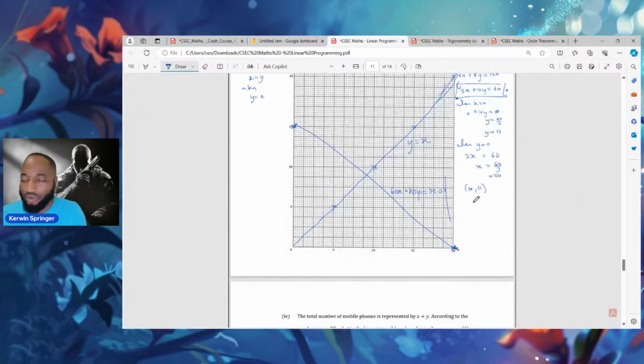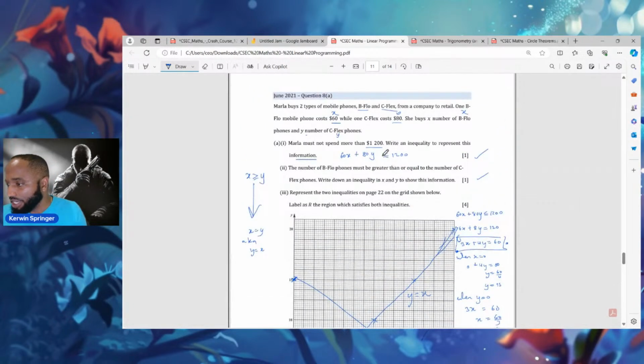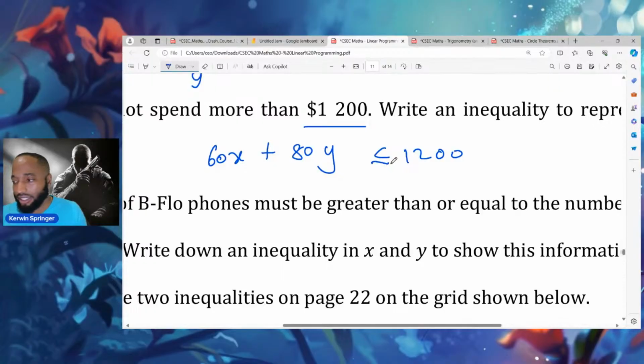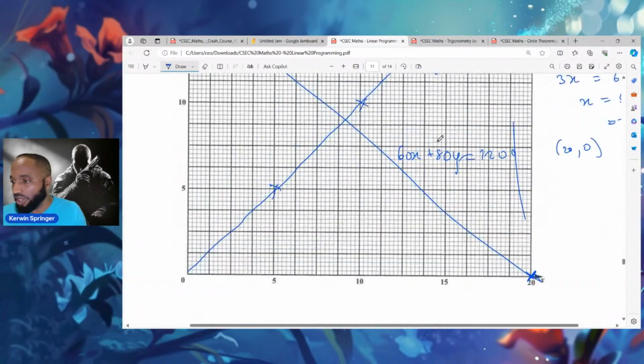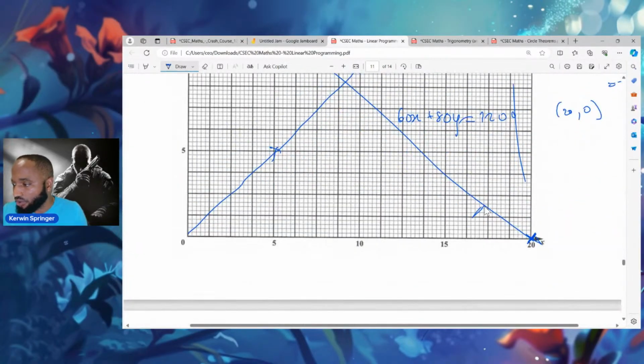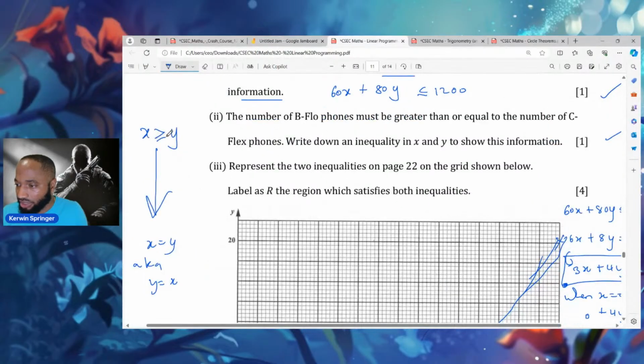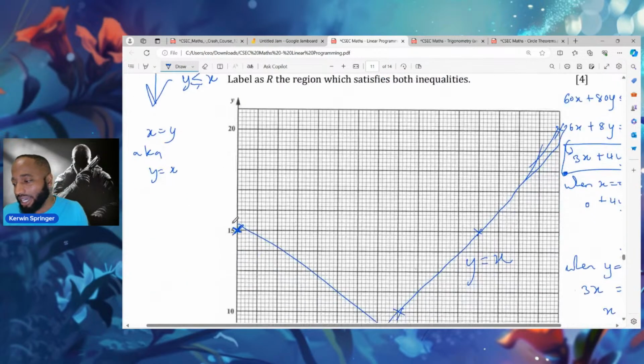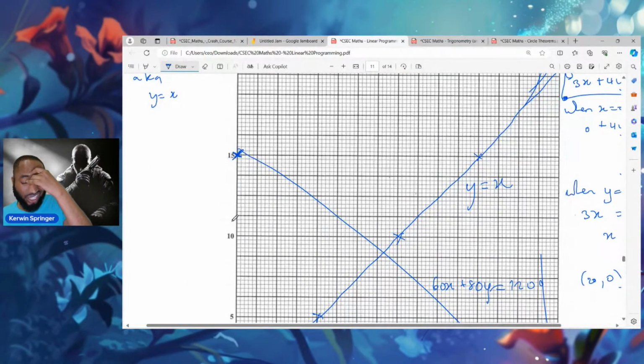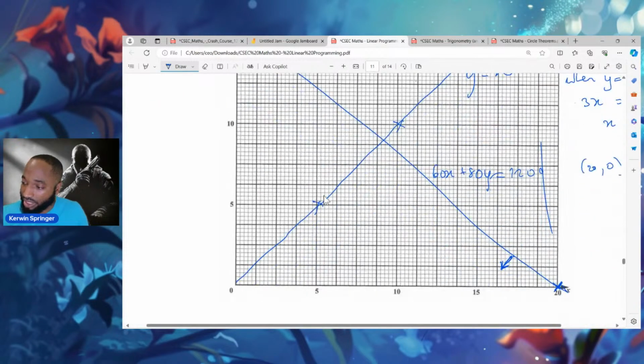Now they want us to label the region that will satisfy this. We need it to be less in this one. So therefore, we're looking at everything under this line, so I'll just draw an arrow under it. It needs to be less than 1200. And in this one, x is greater than y. This could be rewritten as y is less than x. I swap both sides, so I switch the direction of the sign. So y is less than x means we want everything that's under the line y is equal to x. So you want it on this side, because y must be less than x.